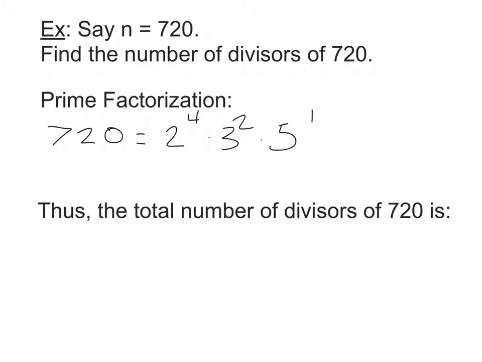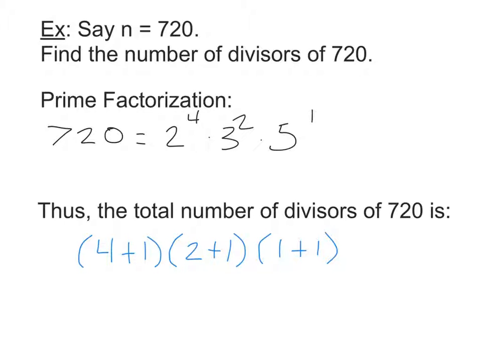Let's take, for example, that 2 to the 4th power. The number 2 appears 4 times. So when we go to create our total number of divisors of 720, we start with our first prime, and we establish that it occurs 4 times, so that's going to be our a, and we're going to take that plus 1. Let's move on to our second prime, which is 3. Notice 3 occurs 2 times. Therefore, we're going to take 2 plus 1. And then for our last factor, 5, notice that prime occurs 1 time. Therefore, we are going to go 1 plus 1.